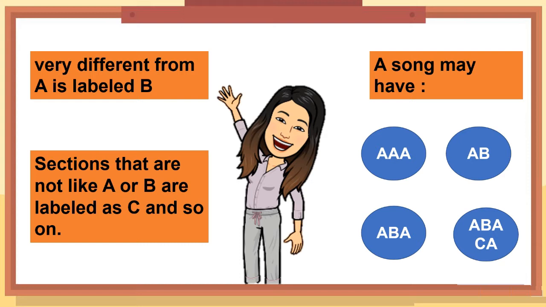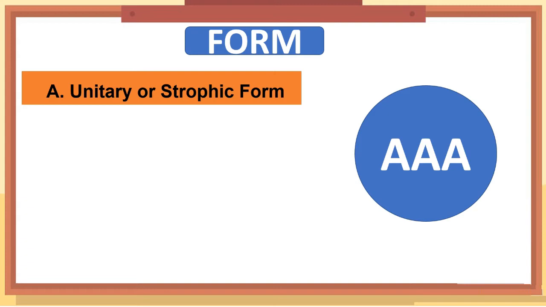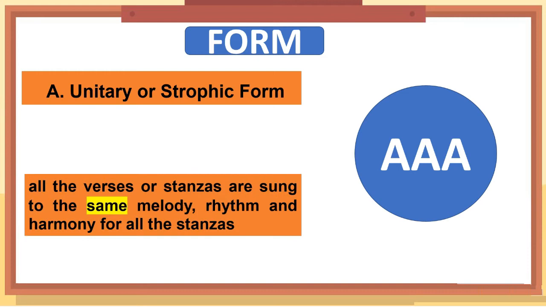So the first one is unitary or strophic form. This is the simplest musical form. A song has a unitary or strophic form or AAA form if all the verses or stanzas are sung to the same melody, rhythm, and harmony for all the stanzas. It is also called one-part form.